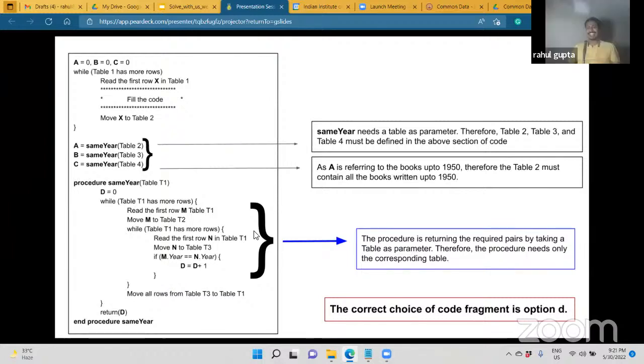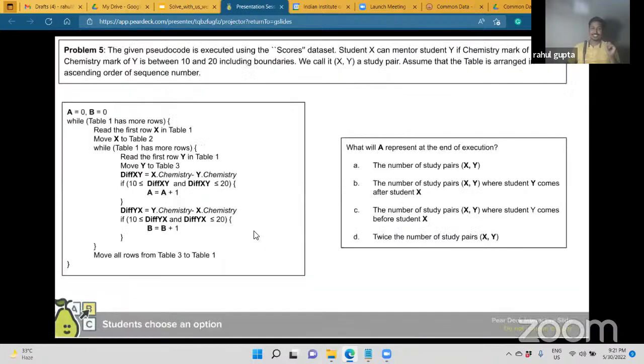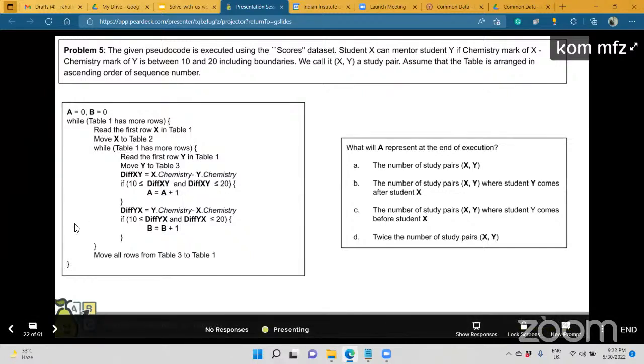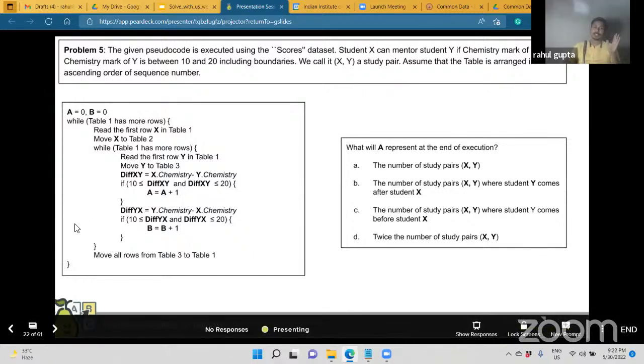Fine. It comes with the experience and practice. Don't worry. No, it's good. Okay. Question number 5. Yes. I have taken so much pair question that now you should not be worried with the nested iteration.